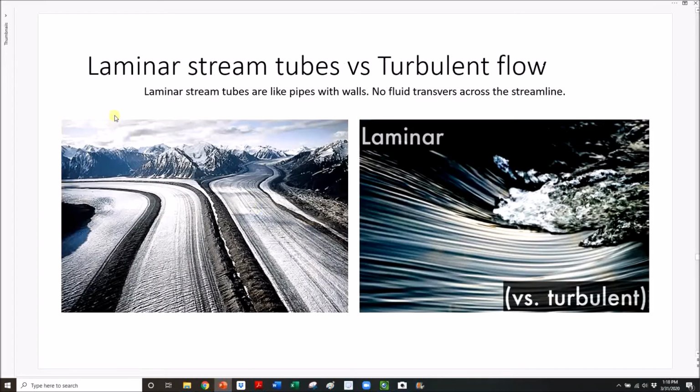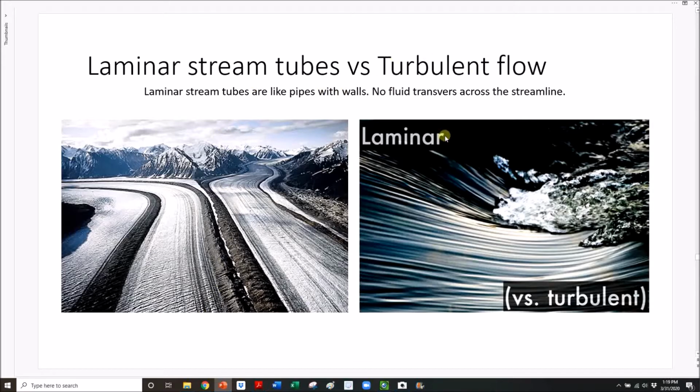Now, laminar flow has what's called stream tubes. So here's a glacier. This is a classic example of laminar flow. Take a look. See how they're nice, smooth. Everything stays in its lane. So like the stuff over here doesn't mix with the stuff in here, which doesn't mix with the stuff in here. So it's as if there's walls between the moving lines, like lines on a road and you can't change lanes. That's what laminar flow is like.